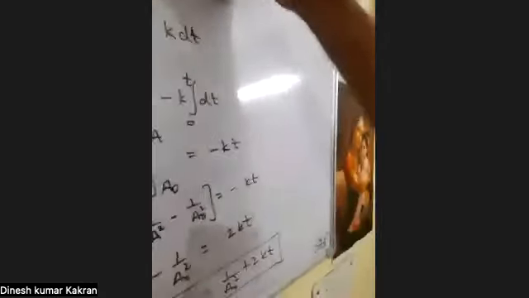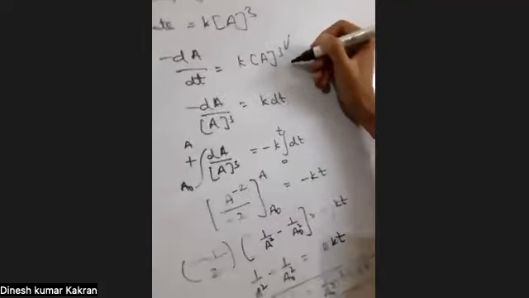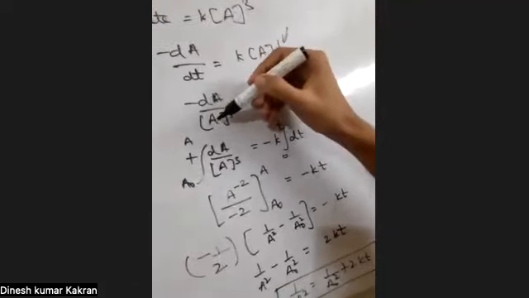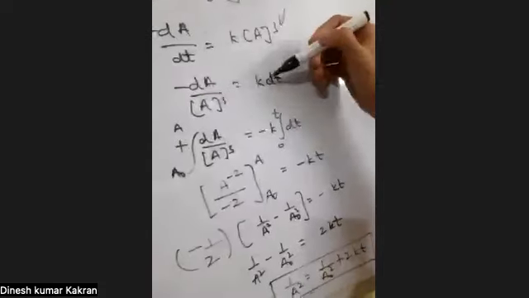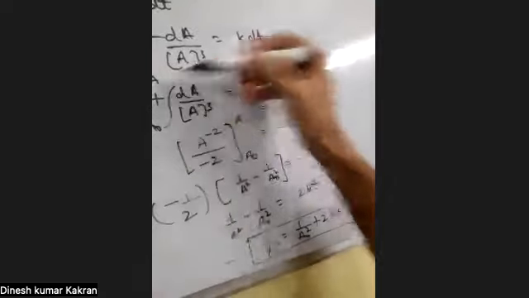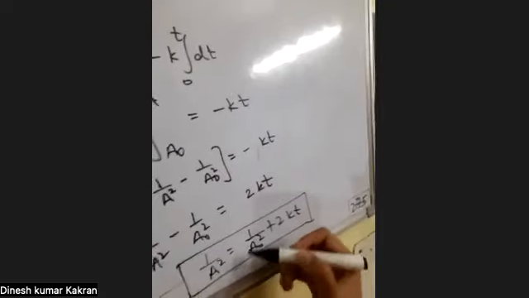Sir, I have derived the equation for third order reaction. Minus dA by dt is equal to k a to the power 3. A to the power 3 signifies the order of the reaction is 3. On solving this, minus dA by a to the power 3 is equal to k dt. On integrating from a0 to a and 0 to t, the equation comes out to be 1 by a square is equal to 1 by a0 square plus 2kt.